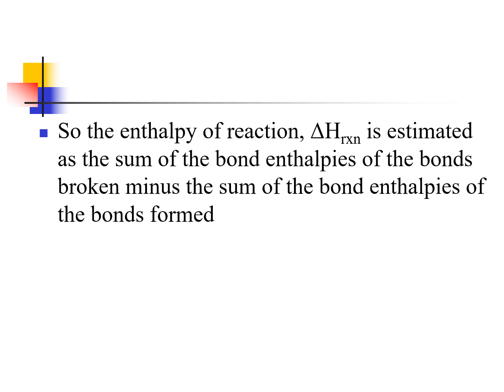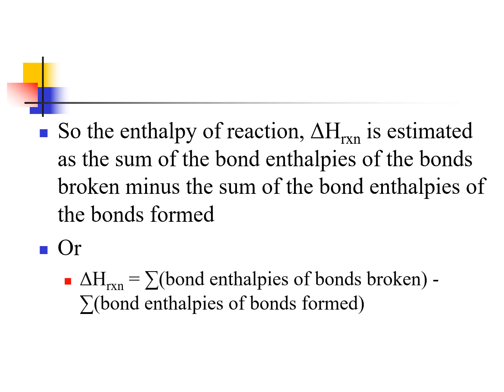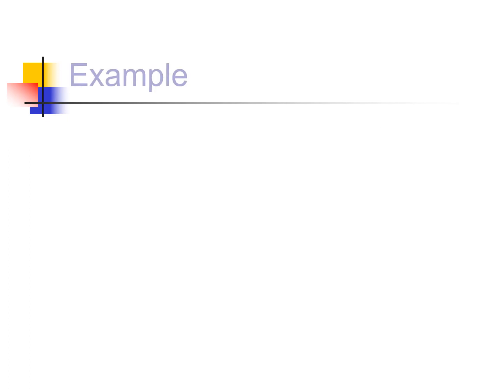So, the enthalpy of a reaction or heat of a reaction is estimated as the sum of the bond enthalpies of the bonds broken minus the sum of the bond enthalpies of the bonds formed. And again, that's just because bonds broken is endothermic, so it's positive. Enthalpies of bond formation is exothermic, so negative. So broken minus formed, or again, sum of enthalpies of broken minus formed, or reactants minus products.